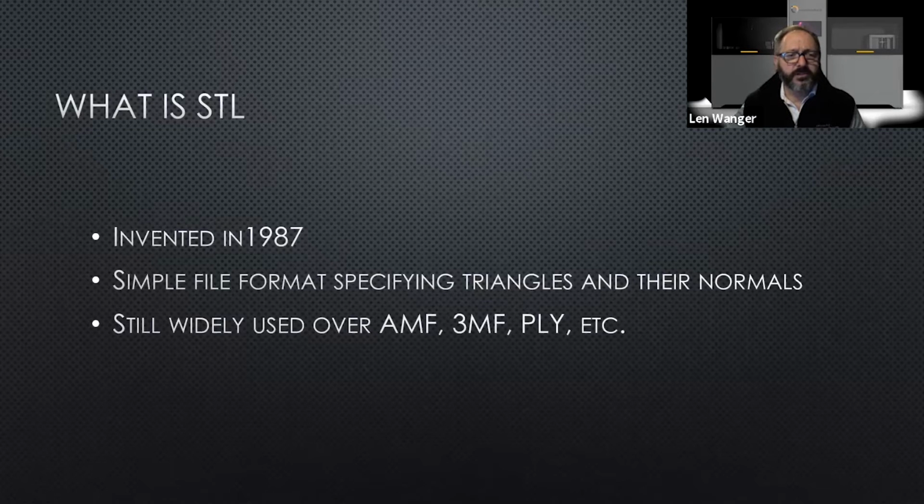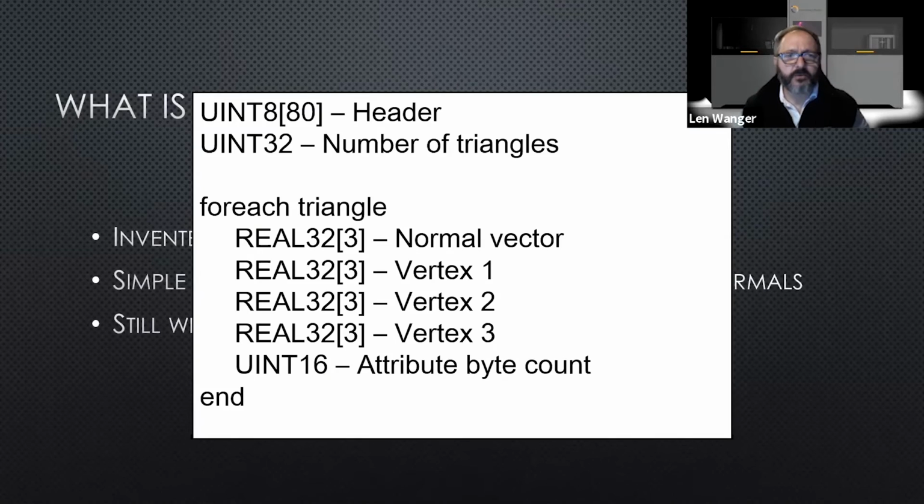And it's unfortunately still widely used, even though we've got a lot of other formats out there, AMF, 3MF, PLY, etc. To give you an idea what I mean by simple and just triangles, this is what an STL file looks like. It's got a single text line, a header. There's also a binary equivalent that maps this. And then a second line that says the number of triangles.